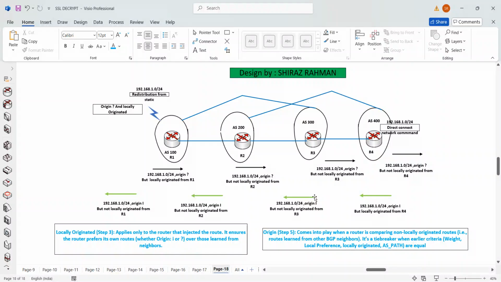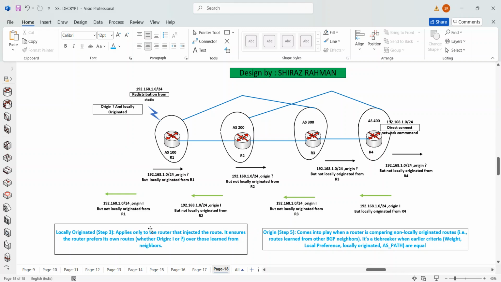Hello, good evening. Today I'm going to discuss a very important concept: origin and locally originated. In BGP best path selection, step 3 has an option for locally originated, and step 5 is origin.